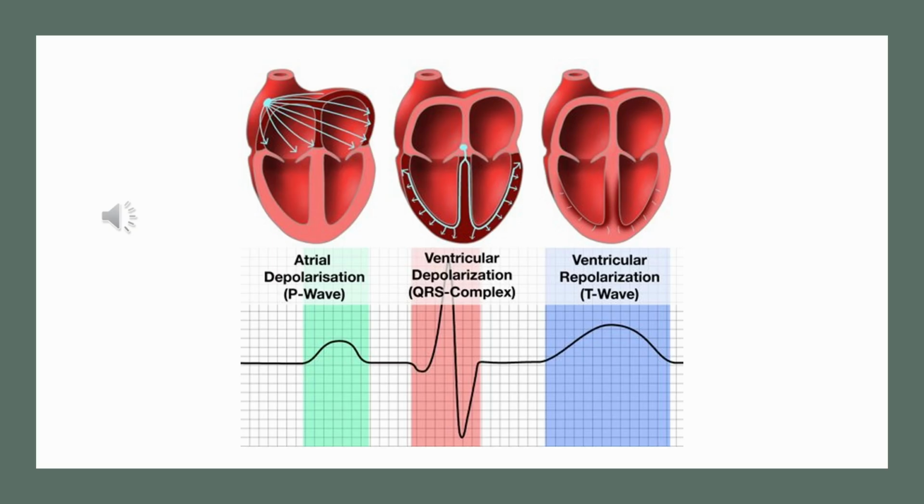And third, here we have ventricular repolarization, which is the T wave. So once the ventricles contract, they need to reset before the next heartbeat. Again, this recovery phase is called repolarization, and it allows the ventricles to fill with blood. The T wave represents this phase, and again, it's usually smooth and upright.